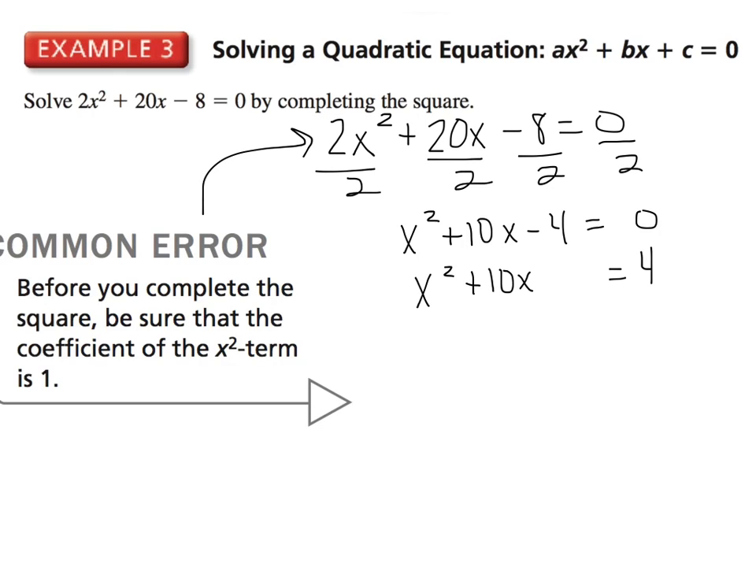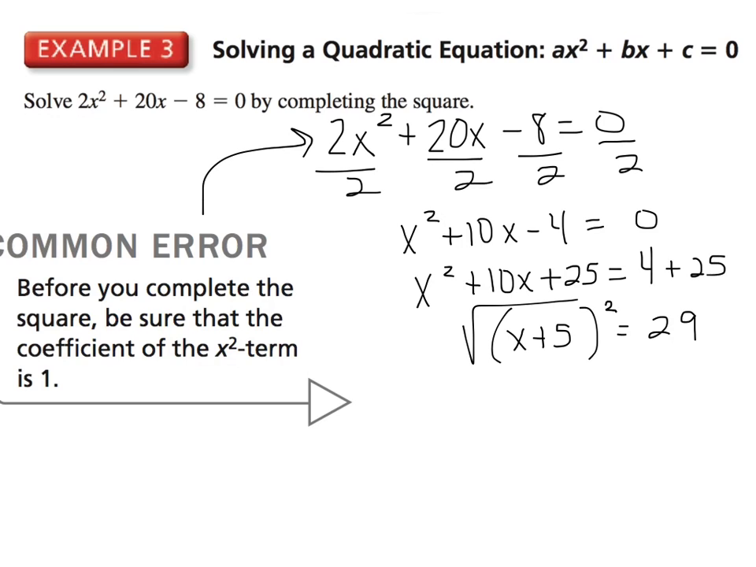I take half of 10. Half of 10 is what? Square it. What do I get? 25. I have to add it to both sides. So now this gives me x plus 5 squared equals 29. I now take the square root of both sides. I get x plus 5 equals plus or minus the square root of 29.